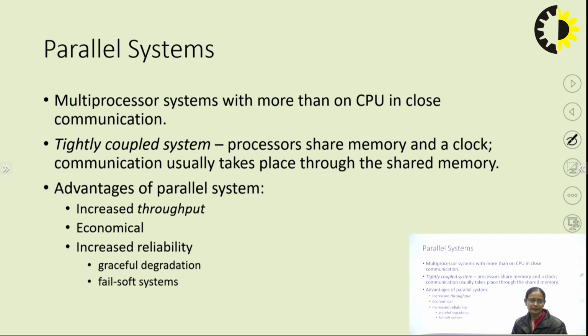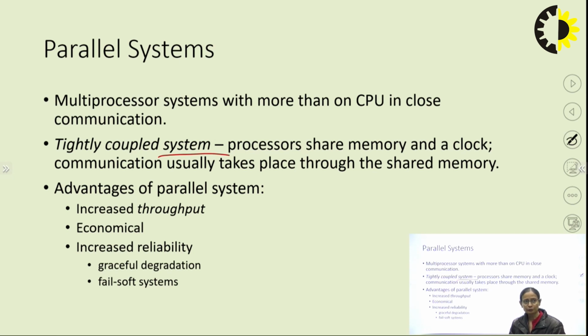Another important category is parallel systems. Multiprocessor systems are the systems in which we have more than one CPU in close communication. These are also known by the name tightly coupled systems. Here the processors share the same memory and the same system clock, so communication usually takes place through the shared memory.